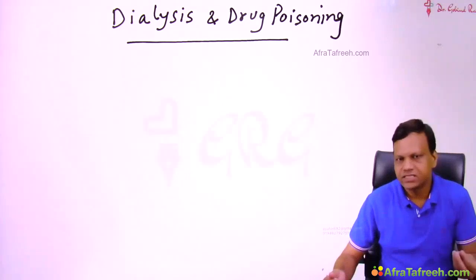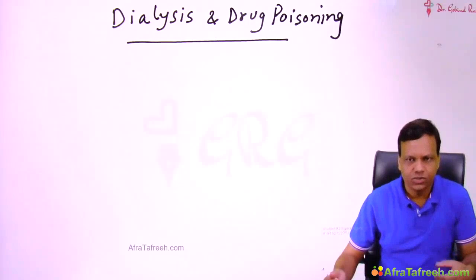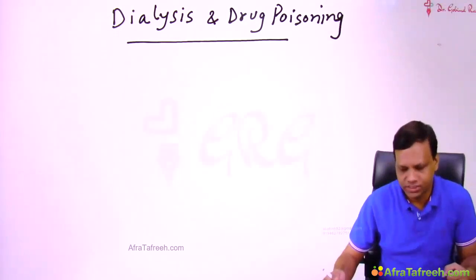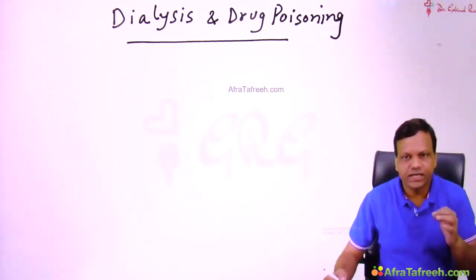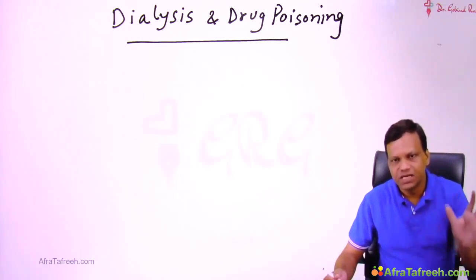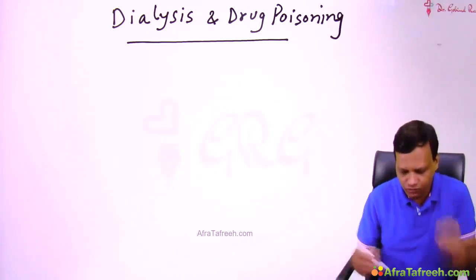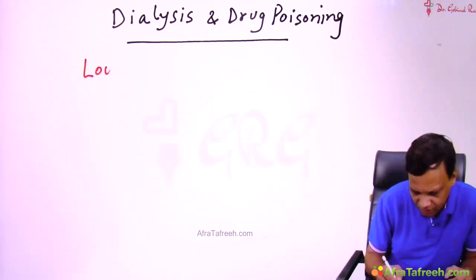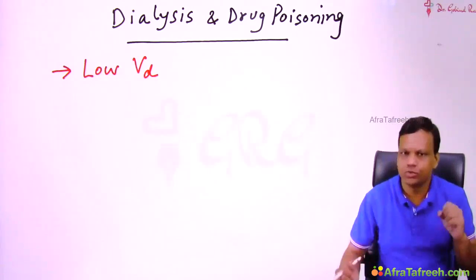First of all, dialysis will be effective in which type of drug? What should be the property of a drug so that dialysis can be effective in drug poisoning? Logically speaking, dialysis will be effective if the drug is staying in plasma, because in dialysis we filter the plasma. If most of the drug is present in the tissues, dialysis is less likely to be effective. So for dialysis to be effective, the drug should have a low volume of distribution. That means the drug should stay in plasma and have lesser distribution to tissues.